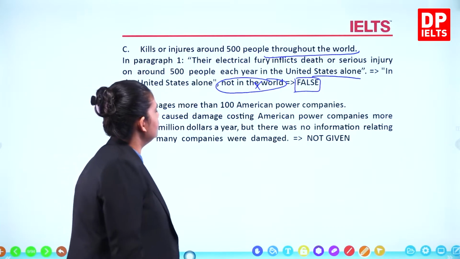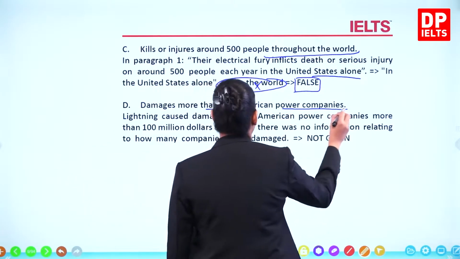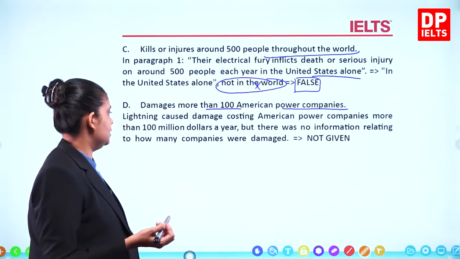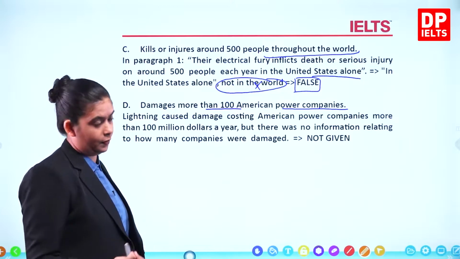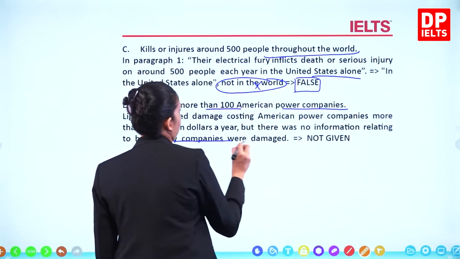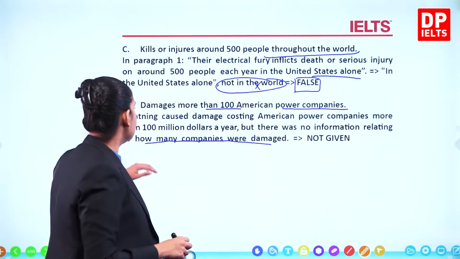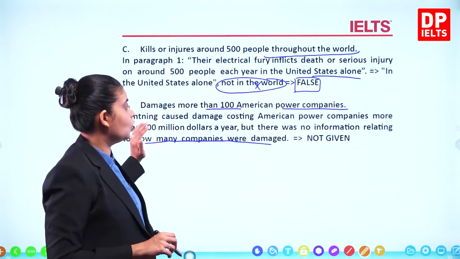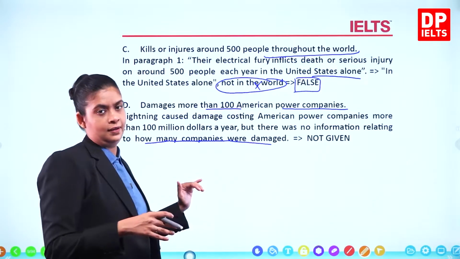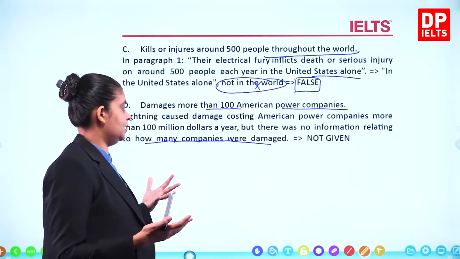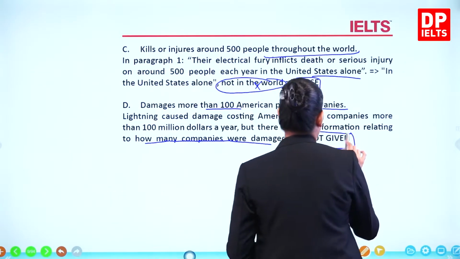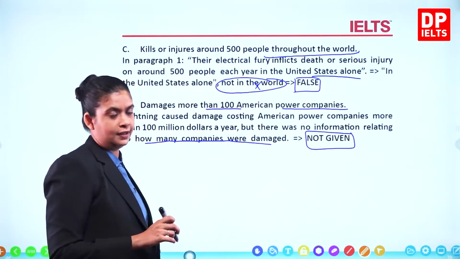Damages more than 100 American power companies. It says that millions of dollars go out, right? It's a loss because of these problems, but no information relating to how many companies were damaged. We don't know. It says that it caused a damage costing American power companies more than $100 million a year. But how many companies? We don't know. Therefore, the answer is not given. Right?